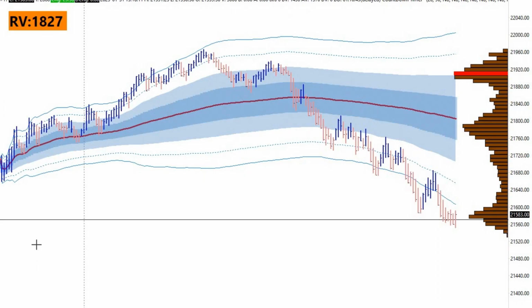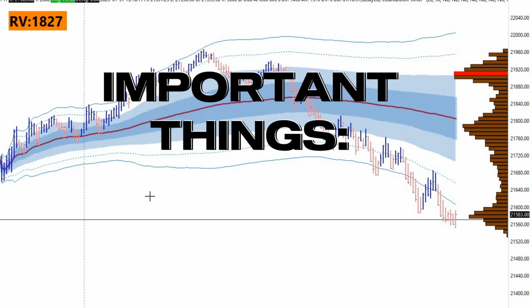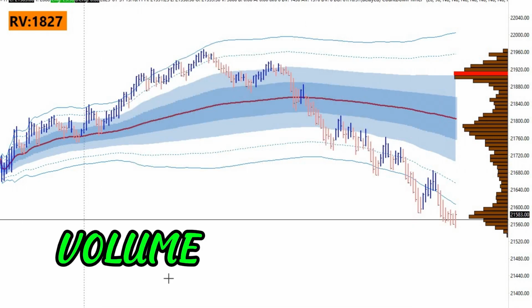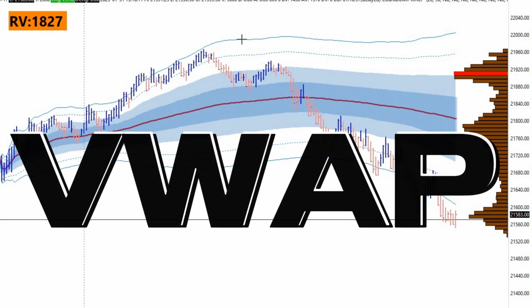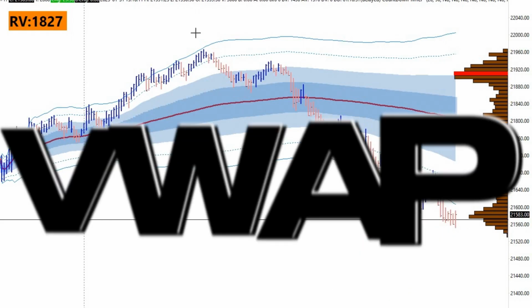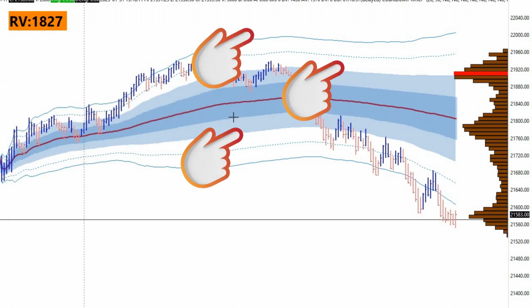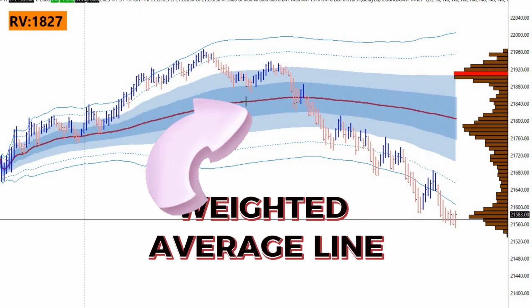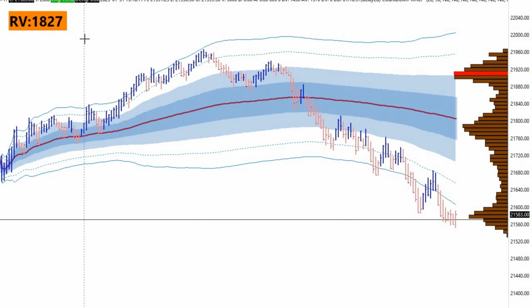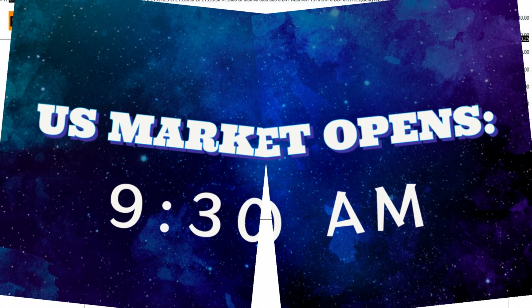As mentioned in previous videos, only two things matter in trading: volume and the price action of the asset that you are trading. This is VWAP, or volume weighted average. We can see there are lots of bands over here. The weighted average line, this is the US opening line for Nasdaq 100, at 9:30 in the morning.